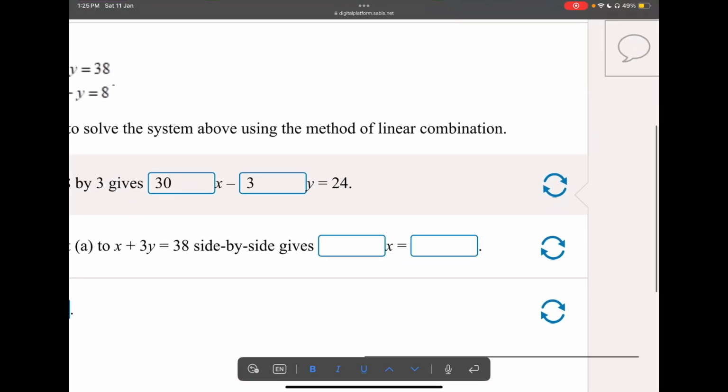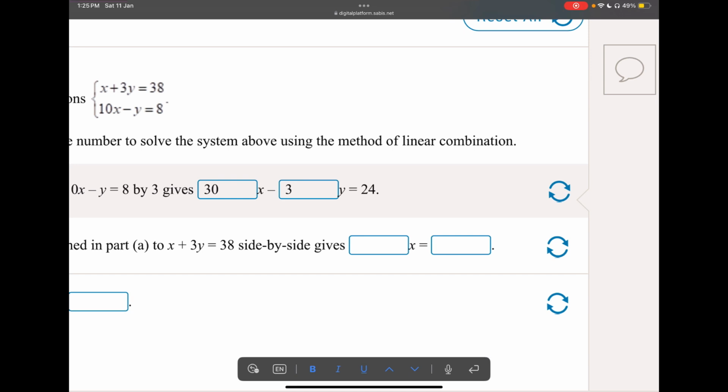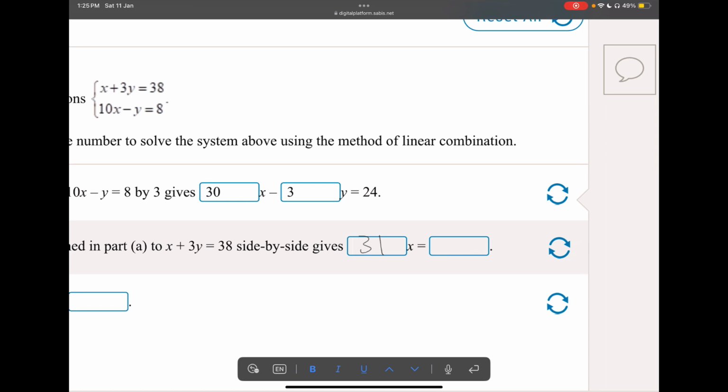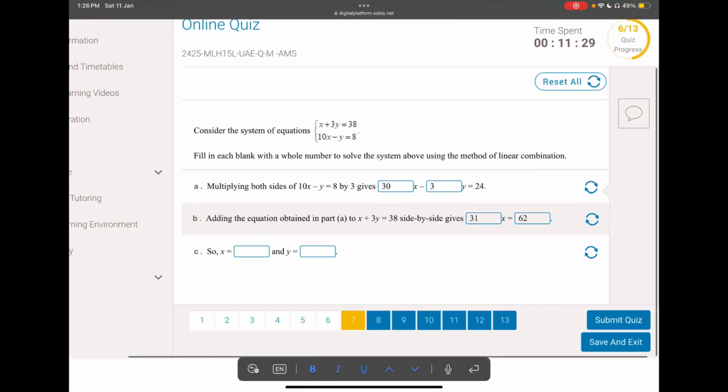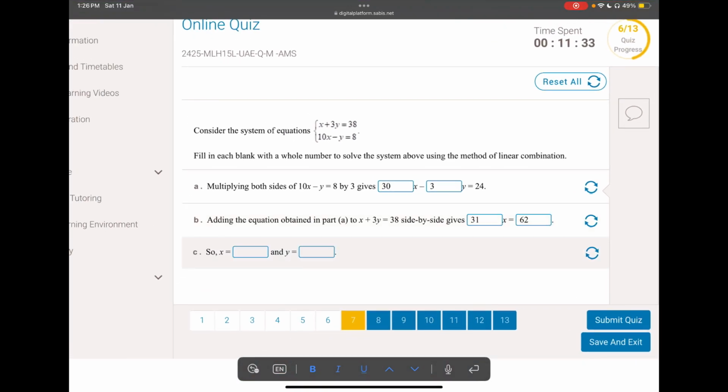Now we need to add the equation that we just filled in with this equation side by side. What's 30x plus x? It is 31x. You cancel out the y. 38 plus 24 is 62. 31x equals 62. So what is x? X is going to be 2.